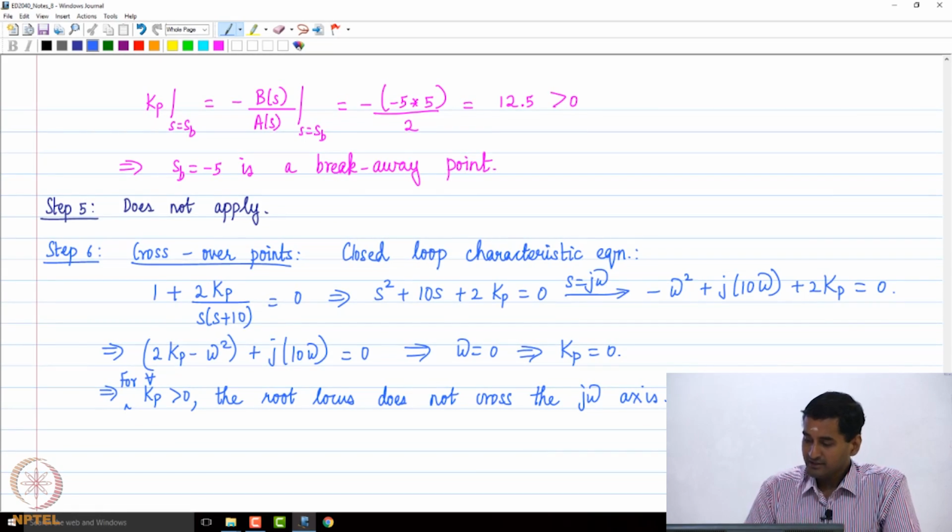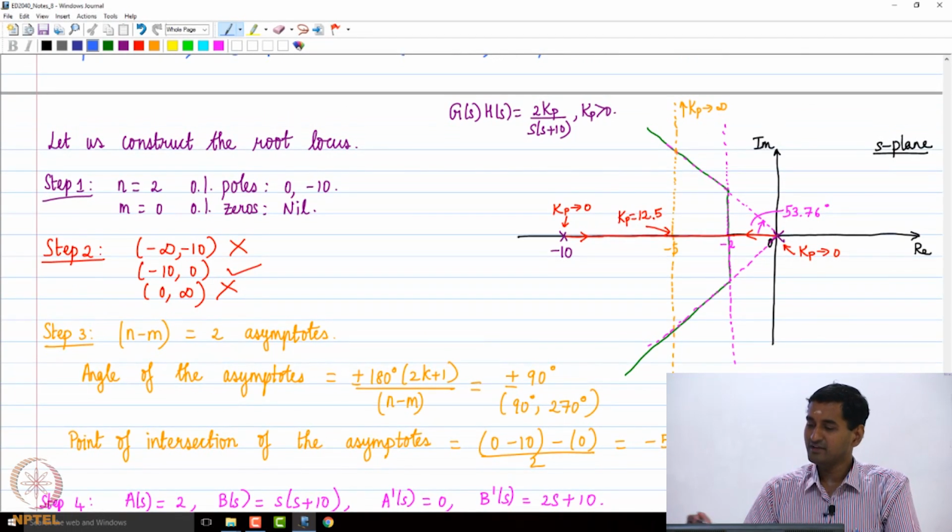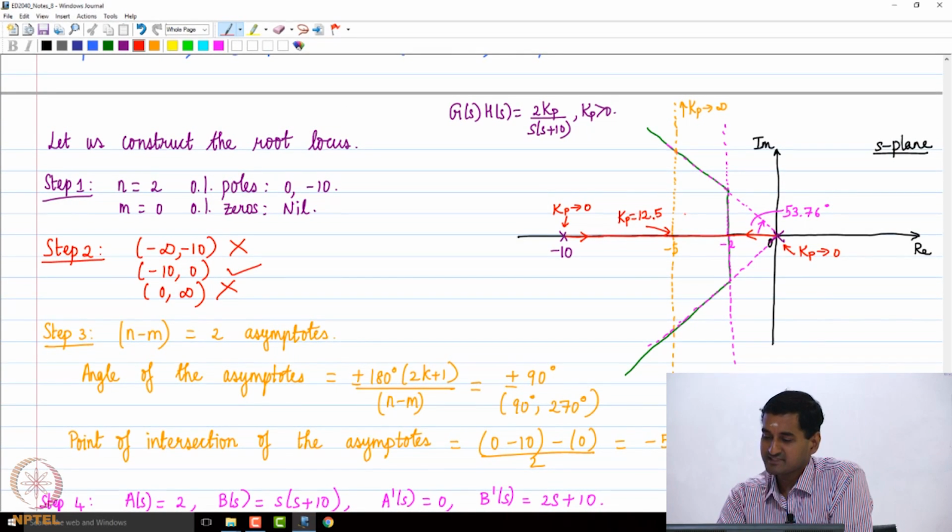Right. Okay, so let's go back and complete the root locus. We are going to have two branches, one starting from -10, one starting from 0. They break away at -5 and then they just go to infinity along the asymptotes. Okay, so that's what is going to happen.